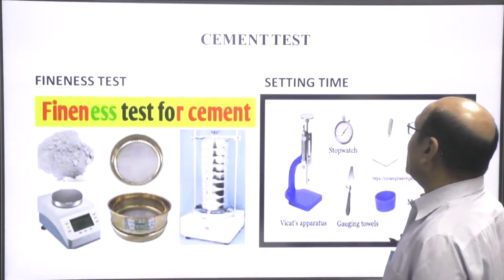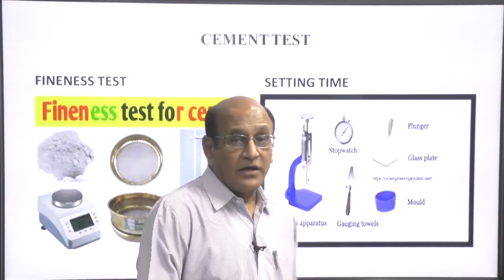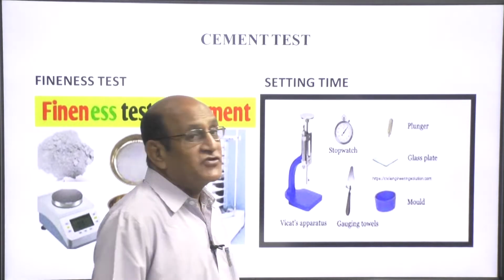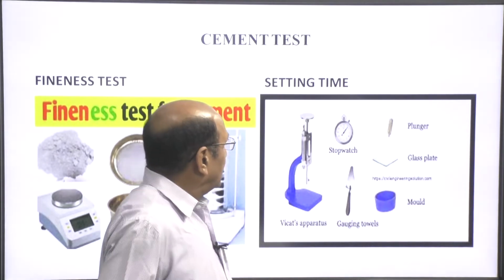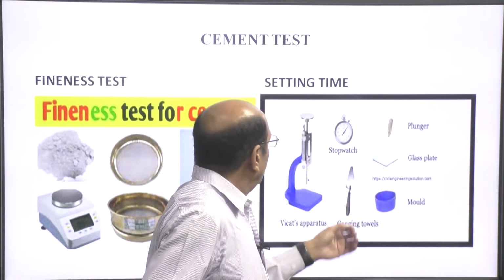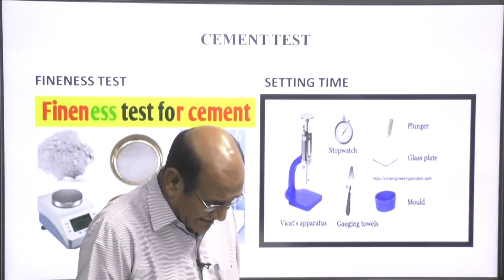The second is the setting time. Setting time is also very important, and you see here this is the Vicat apparatus by which we test the setting time. This is the plunger, glass plates, molds, a stopwatch, and what happens for the setting time?